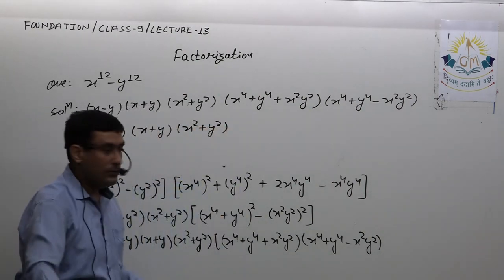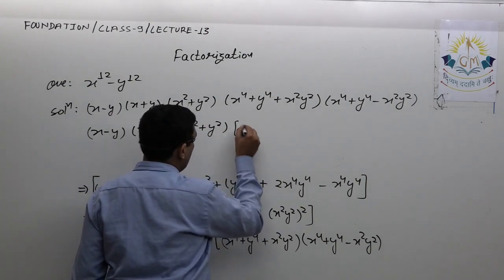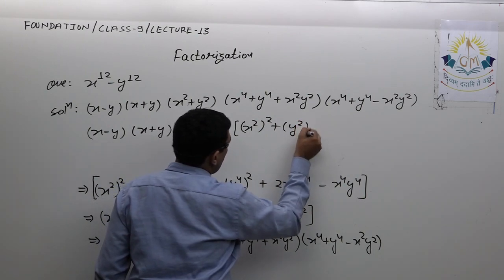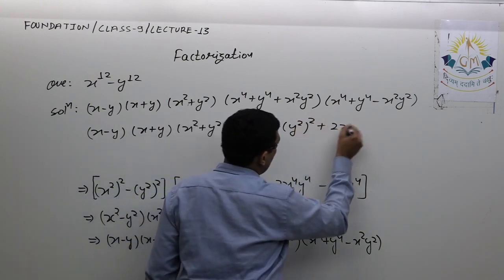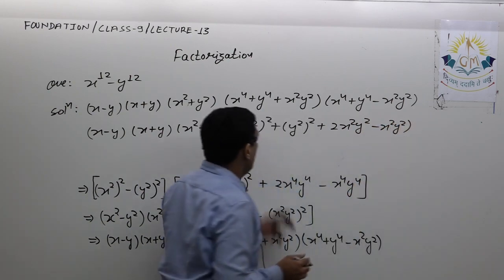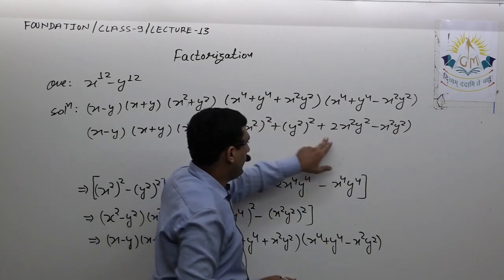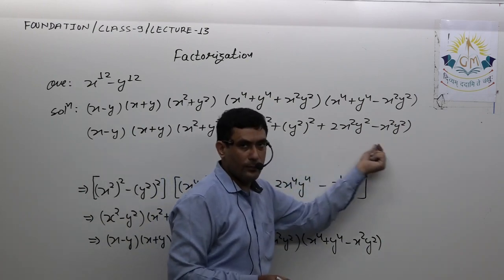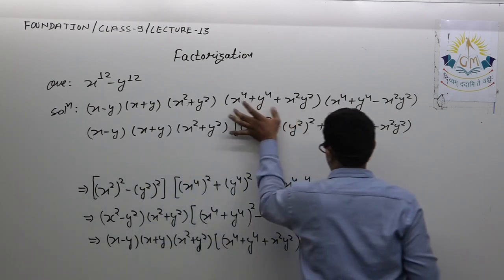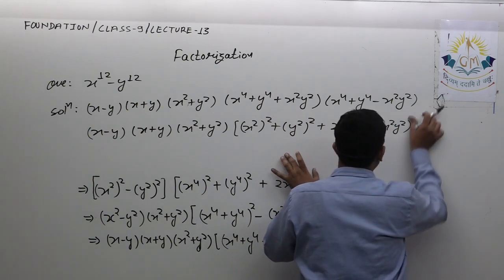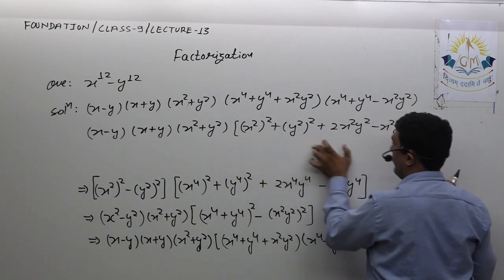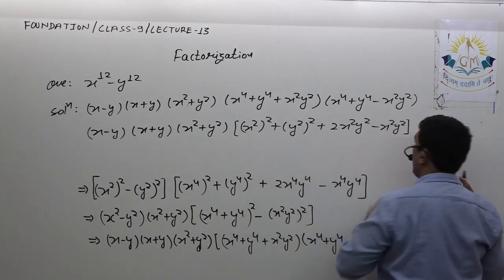Now over here what I will do, I write this as x square whole square plus y square whole square plus 2x square y square minus x square y square. Okay, so a square plus b square plus 2ab. Now 2x square y square minus x square y square remains as it is. So this expression remains as it is. By doing so, we'll get an identity. Here we'll get the identity of a plus b whole square, and this is again a complete square with negative sign.